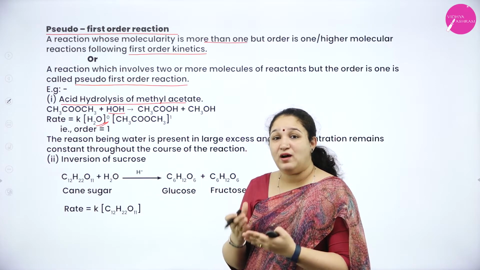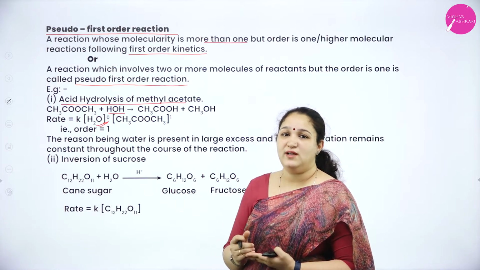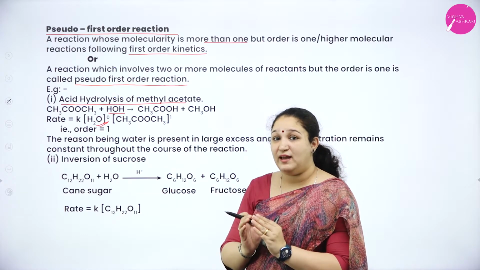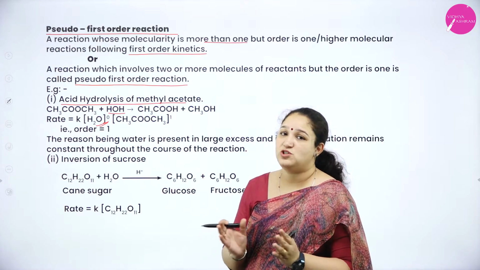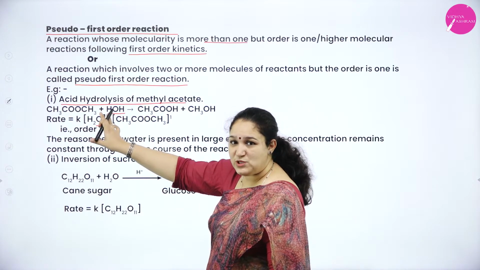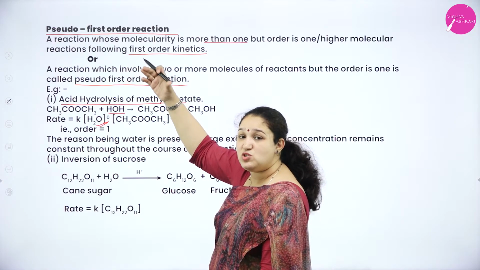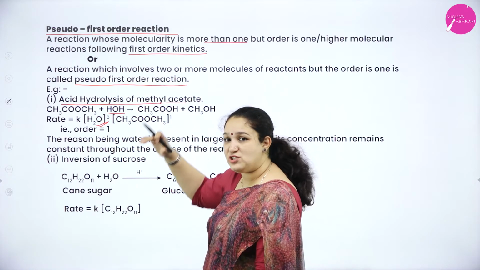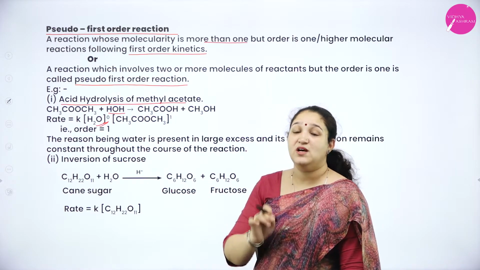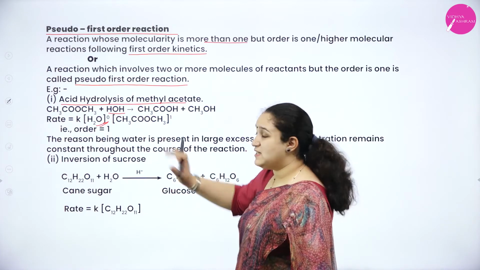That's how we are converting a higher order reaction to first order reaction. If water is taken in small quantity, then it may not follow first order kinetics. So, out of the 2 reactants which we have, one is taken in large excess so that a higher order reaction is converted to a first order reaction. That's why the word pseudo is used. Okay. So, this is the first example.